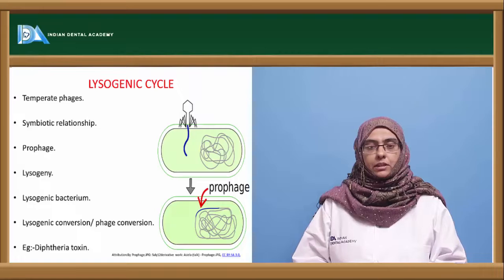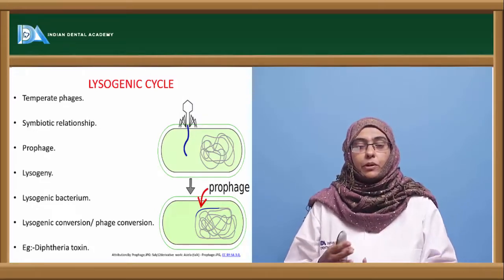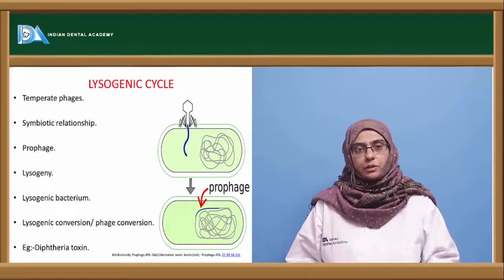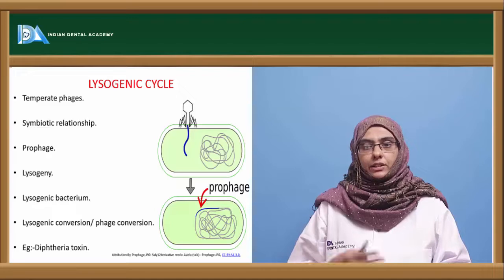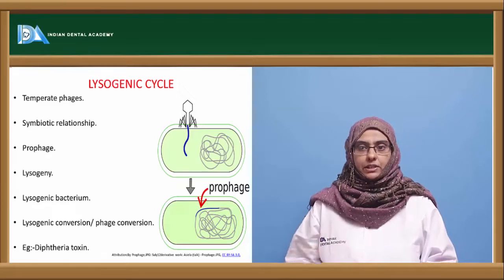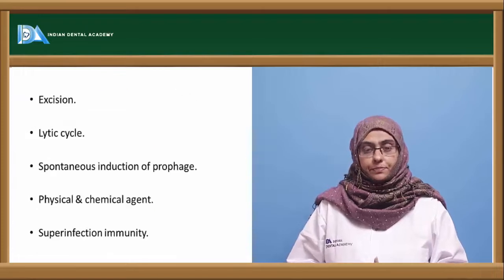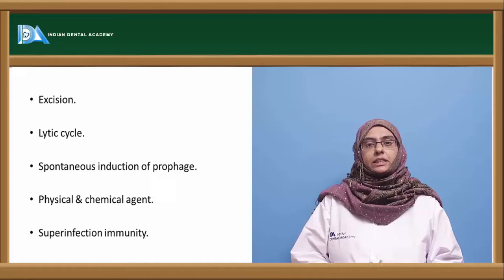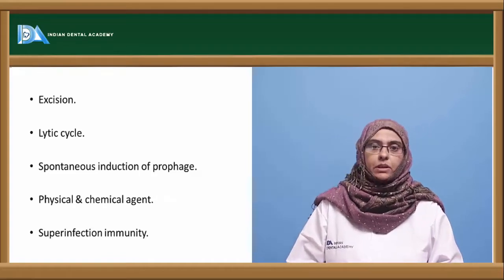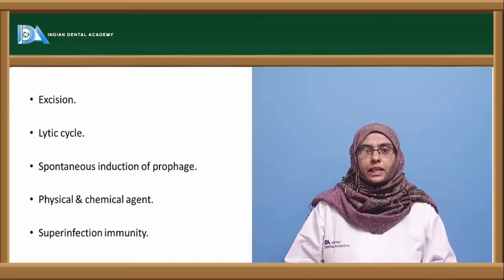Now, as already discussed, the viral DNA sometimes can carry important genes that confer important properties to the host cell. This phenomenon is called lysogenic conversion or phage conversion, described earlier with the help of diphtheria toxin. Sometimes the lysogenized DNA can get excised from the host DNA during unfavorable conditions. This step is called excision.